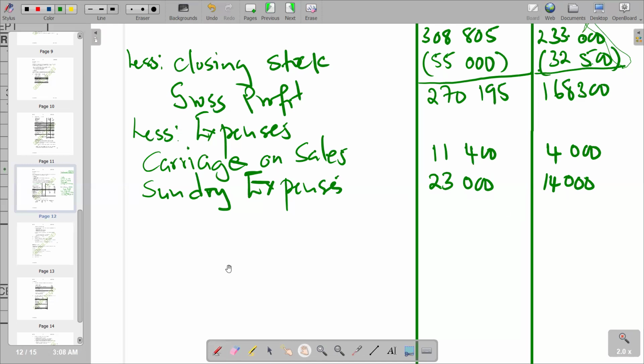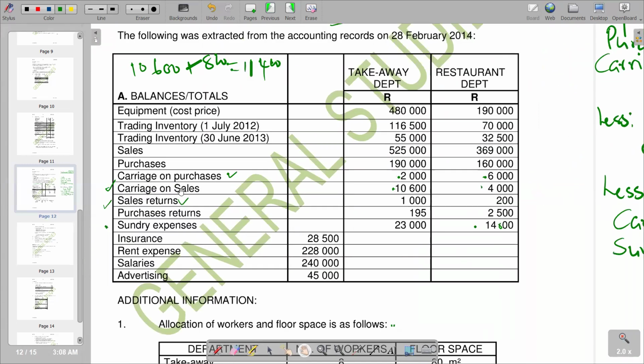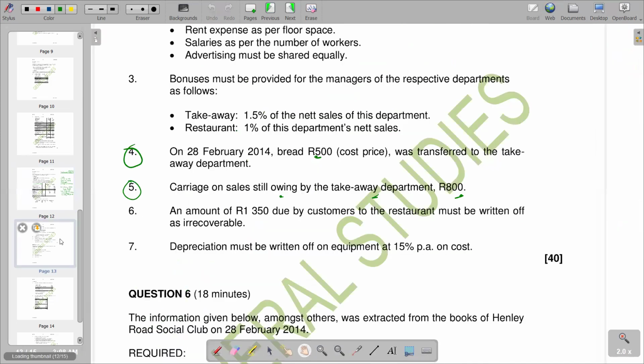Remember, we're trying to identify all the expenses that we are given in the list of balances. After sundry expenses, you've got insurance, but we're given it as one figure here. Remember we've got two departments, so we need to see how we are going to apportion it between the takeaway department and the restaurant department. You can only get that information in the additional information. So for insurance, we've got 28,500. Let's go to the additional information to see how we are going to apportion insurance between the two departments.